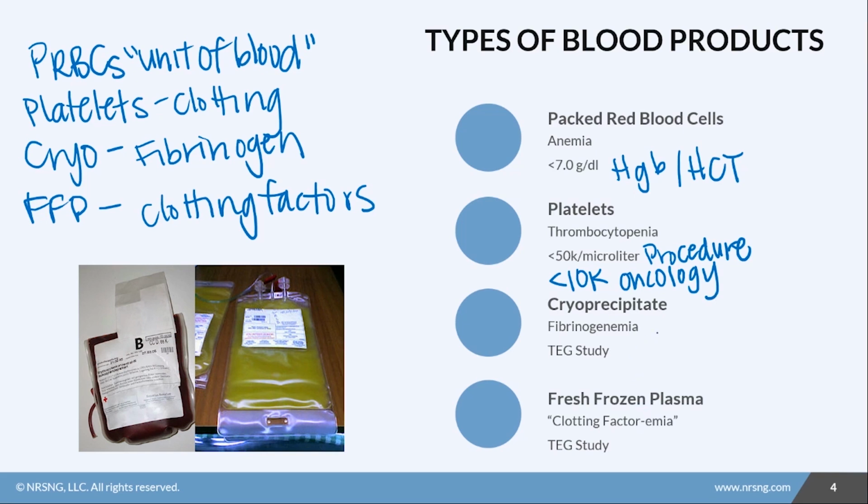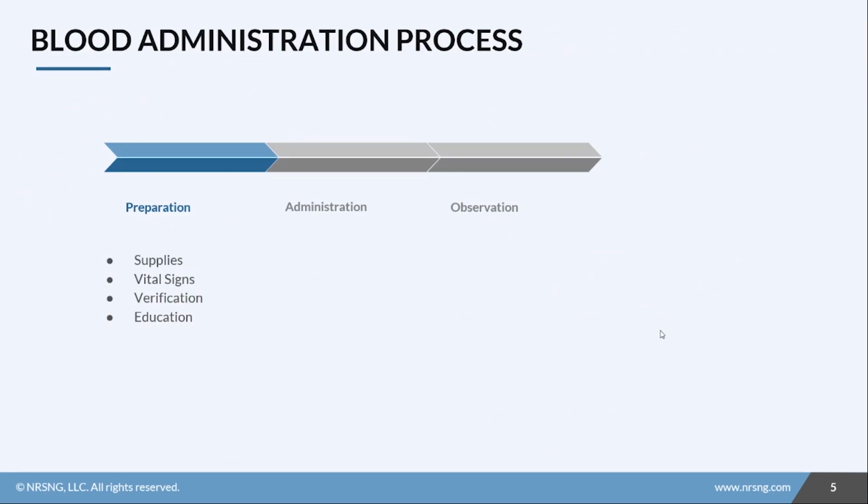Next, we have cryo. There's no exact way to measure the amount of fibrinogen in your patient's blood level. There is something called a TEG study, but that's not being widely used yet. Then we have FFP. So that is going to be replacing our clotting factor emia. Again, there's no real word for having no clotting factors, and the only way to perfectly measure it is a TEG study.